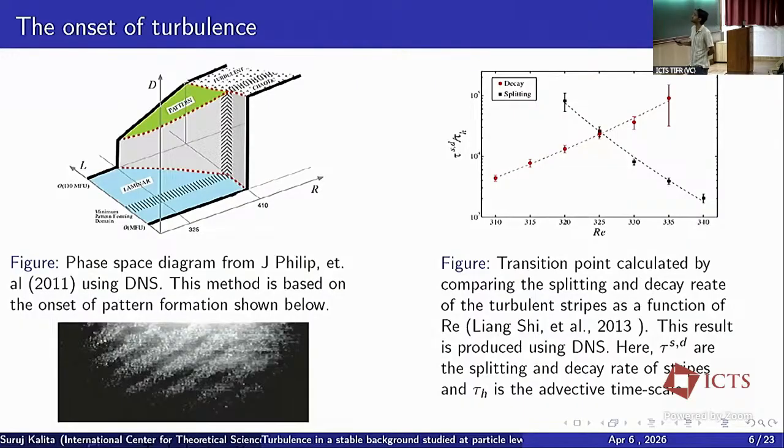This author calculated the splitting rate, meaning one stripe splits and becomes two. That is the generation rate, and the decay rate can similarly be calculated, and this is plotted as a function of Reynolds number. There is a crossover at 325. So both results show that 325 is the critical Reynolds number for plane wave flow at this aspect ratio. But if you have a different aspect ratio, then you have a different critical Reynolds number.